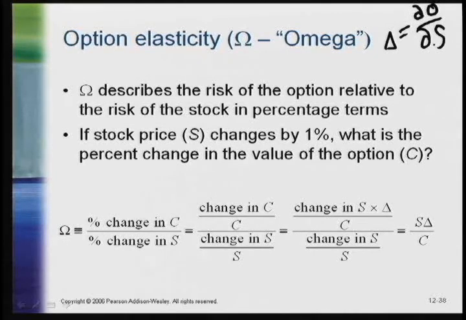So if we just do the math, the definition is omega is the percent change in C over the percent change in S, and you can just follow along. And what is the change in C? As we just saw, the dollar change in C is the dollar change in S times delta. And we do the math, and here we have it. Namely that omega is the ratio of stock and option prices times the delta of the option.